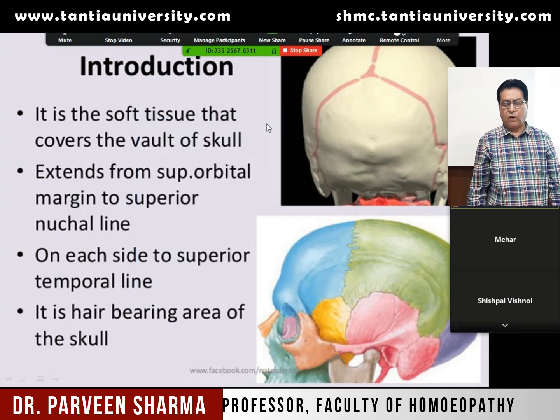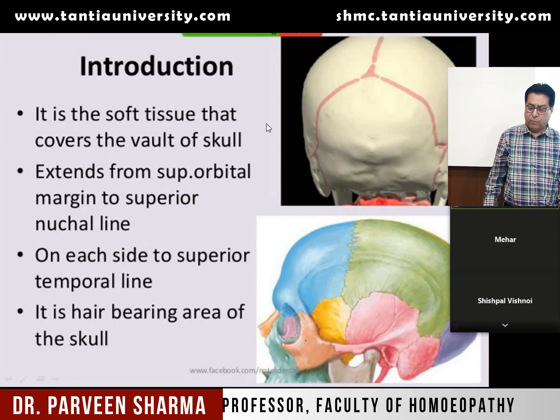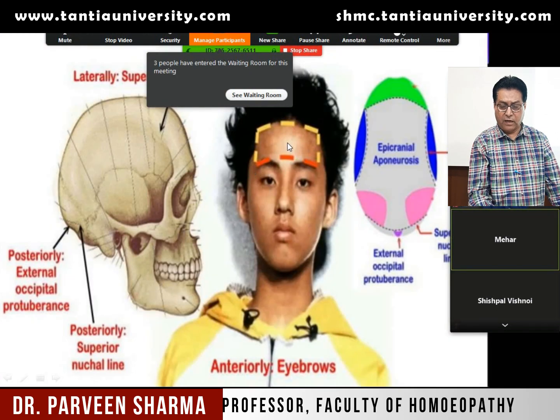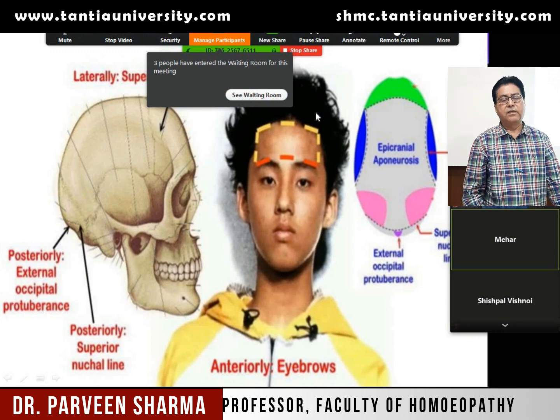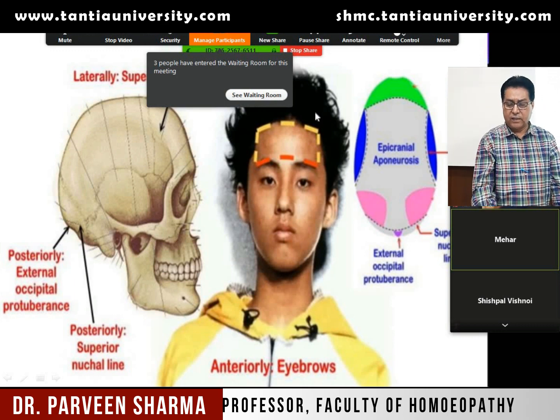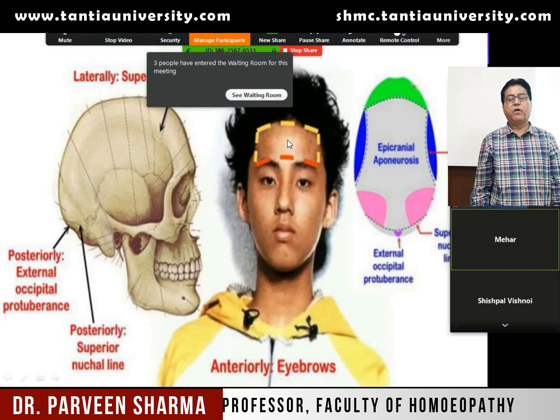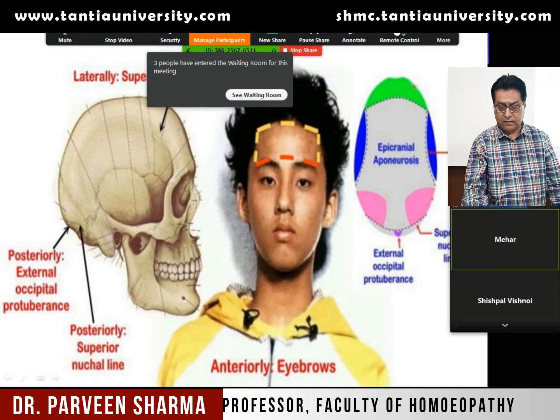L for loose connective tissue and P for pericranium. So these are the 5 layers. Now you see once again the boundaries of the scalp. This hair bearing area is the scalp, and this area is the forehead, which is common for the scalp and the face.